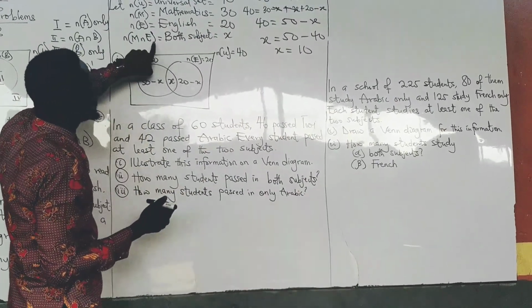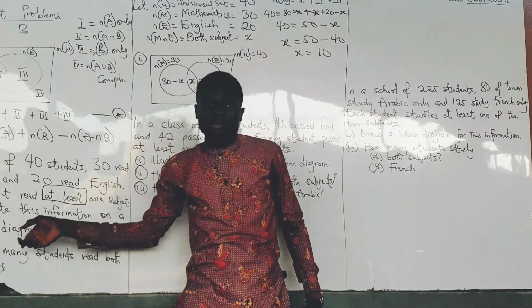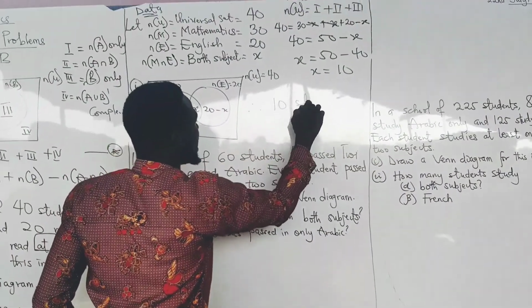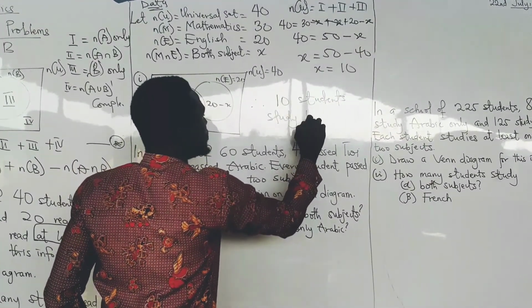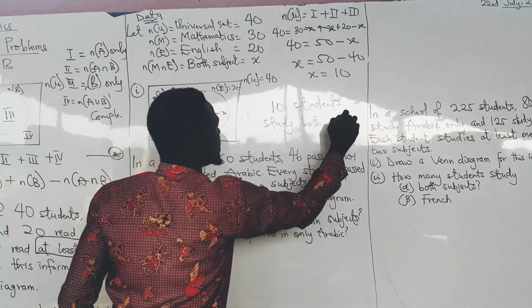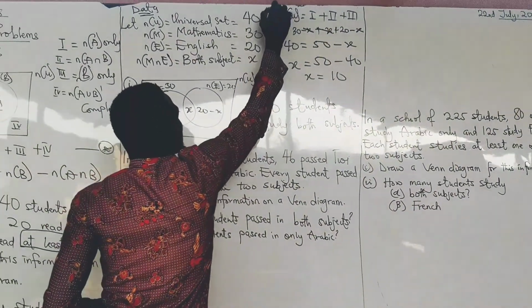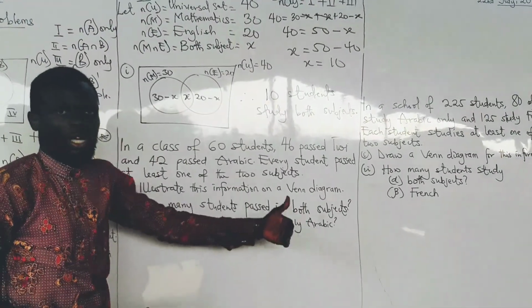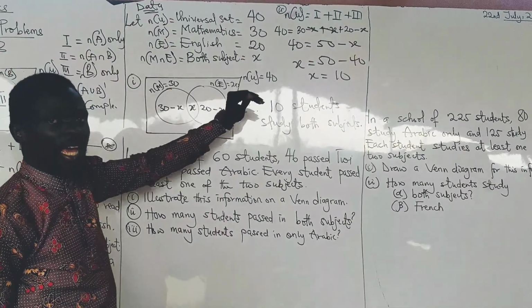Now from our data, we said let x represent both subjects, and you were asked to calculate both subjects. So we are going to say, therefore, 10 students study both subjects. Then you solve the rest for that. When you finish, you will redraw the Venn diagram because there is no space. We can't draw here. We will redraw the Venn diagram.